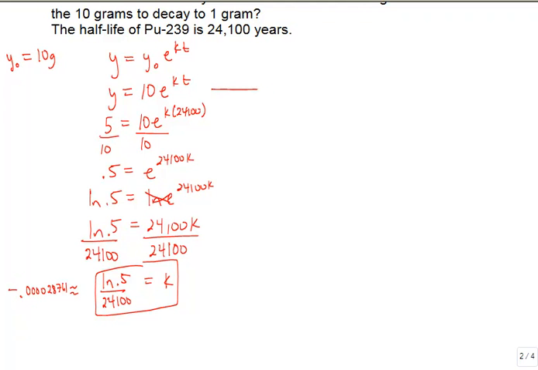So that means I can rewrite this modeling equation right here. Since I now know what k is, I'm going to go ahead and substitute it in. So this is going to be y equals 10e to the ln of 0.5 over 24,100 times t. And what we wanted to actually solve was how long it takes for there to be 1 gram left. And that's the amount. So we want to put in 1 gram for this y. And that means we want to solve this for that t.